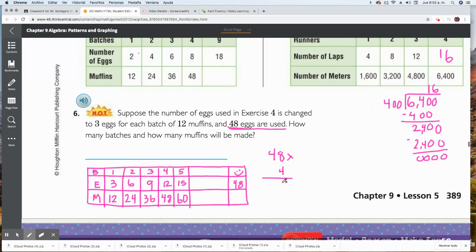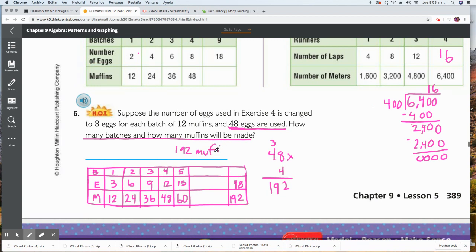So 8 times 4 is 32. Bring the 2 down, carry the 3 over. 4 times 4 is 16, plus 3 equals 19. So the number of muffins will be 192. And I noticed that, yes, we need to find the number of batches. How many batches and how many muffins will be made? We already have the number of muffins. The number of muffins is 192 muffins.